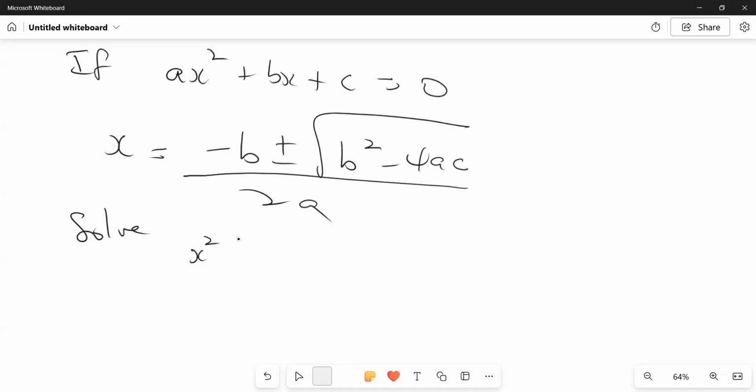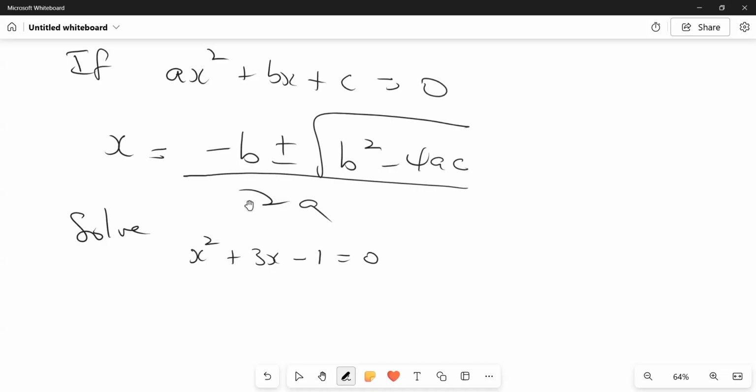Let me just give you one. x squared plus 3x minus 1 equals 0. Right? So I don't think this one can factorize. I can't think of two numbers that when you add them you get 3, and when you multiply you get minus 1. I don't think so. Right?